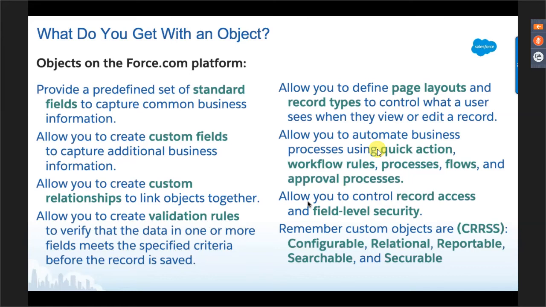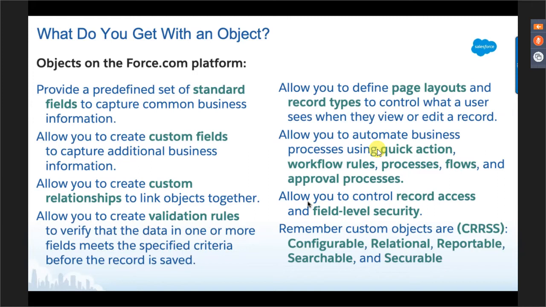And that functionality we remember as CRRSS: configurable, relational, reportable, searchable, and securable. And in addressing each of these areas as we move forward, we're going to make sure that we know that all of these different things are things that can be controlled on an individual's profile. And we would come back after we build the object, and as we build the object, consider the profiles in our system moving forward.